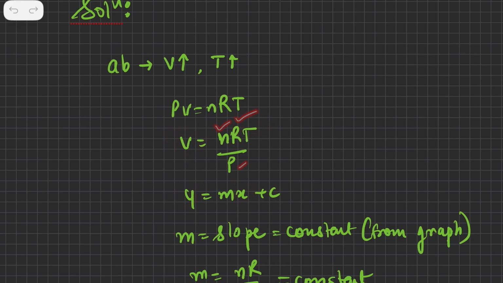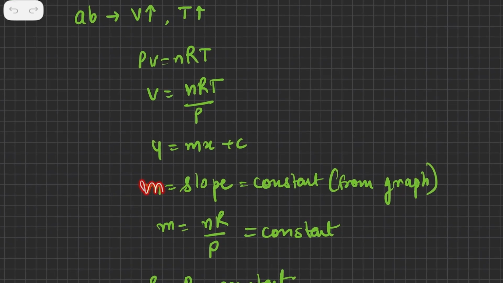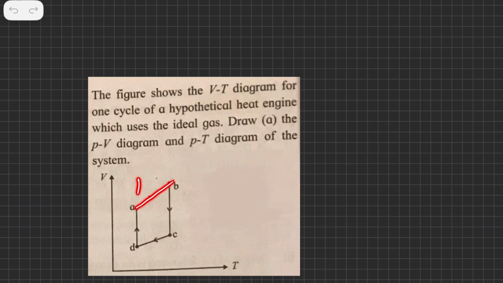Regarding n, R and P, we can say that n and R are constant, but we cannot say anything about P as of now. But we know that m is the slope, and the slope is constant for a straight line. If you compare this equation, this part becomes my slope, and because there is no c, c is 0, so the slope is m equal to nR by P. Because the slope is constant, and n and R are constant, P will also remain constant, since multiplying or dividing constants gives another constant. So pressure is constant. In this process the volume is increasing, the temperature is increasing, however the pressure is constant. This process is an isobaric process.